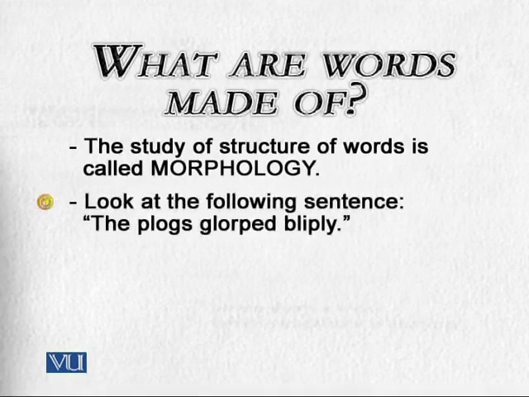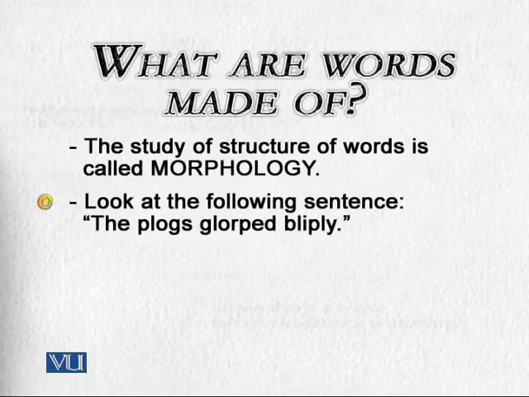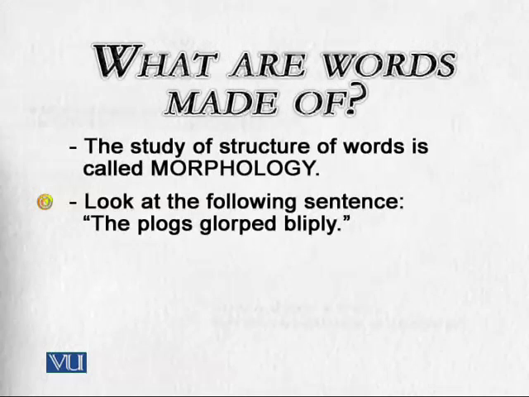Now, the sentence which I want to give you for analysis is, "The plogs glopped bliply." This is a sentence consisting of three words. The plogs glopped bliply. Now, let me ask you some questions. How many are the plogs? Is it one or more than one? Of course, you will analyze it: this plogs has with itself a plural marker, which is S. So it cannot be just one. It means more than one.